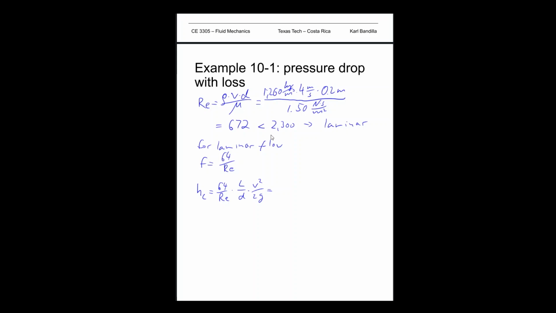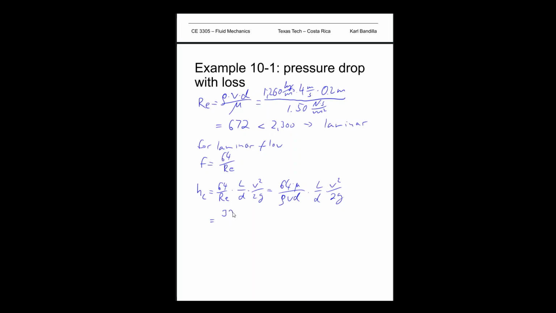Now if we look into our Reynolds number, maybe we just want to directly plug that in right here. So we would have 64 times mu divided by rho V D, times L over D times V squared over 2G. So we can see that one of our V's cancels out, and we get 32 instead of 64 because of 2G.